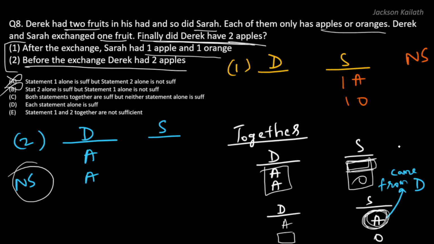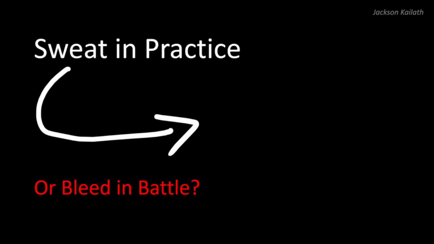So if what was here was an apple, then in this case, this was apple and apple. But if what was here is an orange, then it's apple and orange. Again, so even by using these two pieces of information together, we are not able to solve the question. So the correct answer to this question is option E. All the best in your preparation.